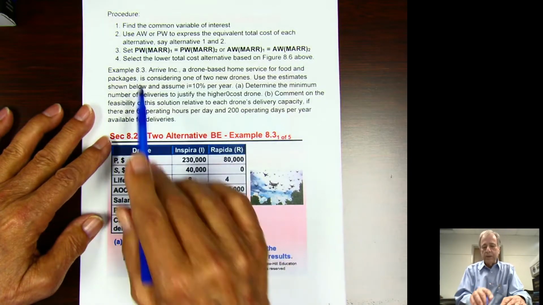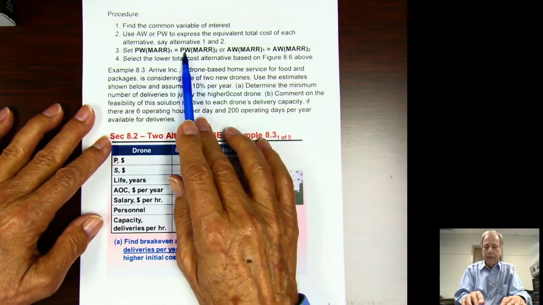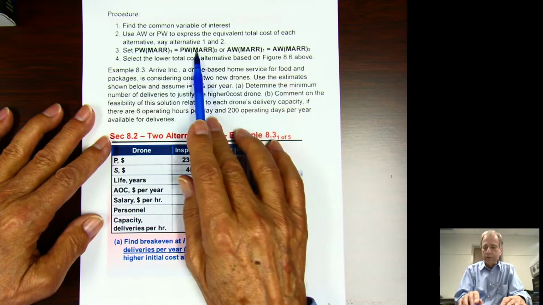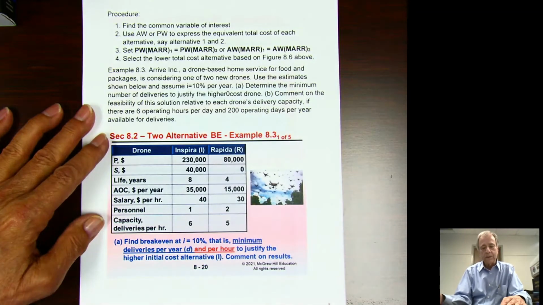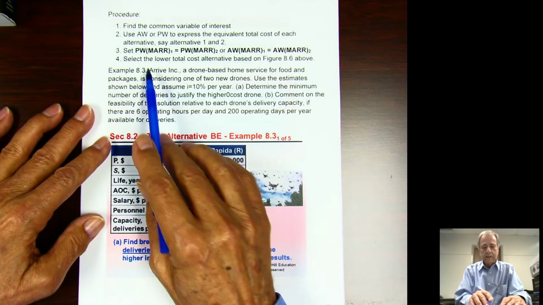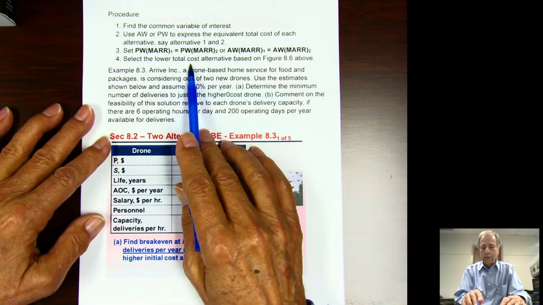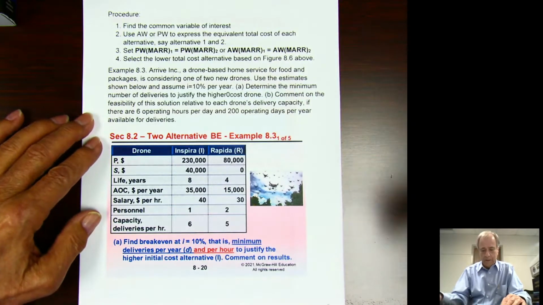And so you either set the present worth of alternative 1 at the MARR equal to the present worth of alternative 2 at the MARR, or if you want to use annual worth, you set those two annual worths equal to one another, and then select the lower total cost alternative, and so on.